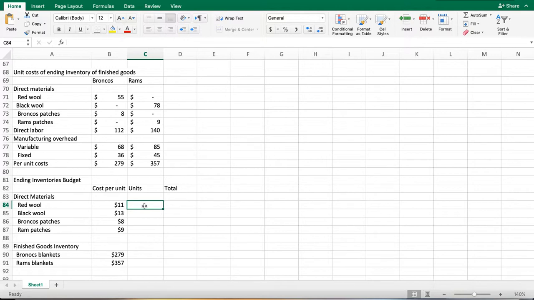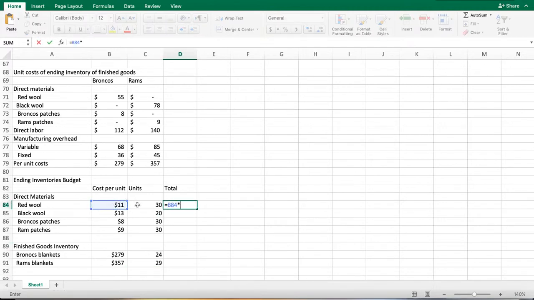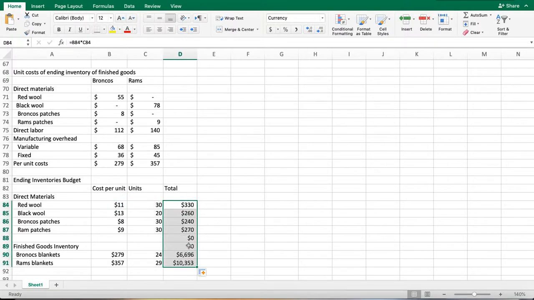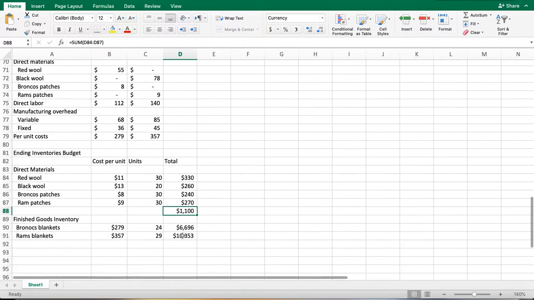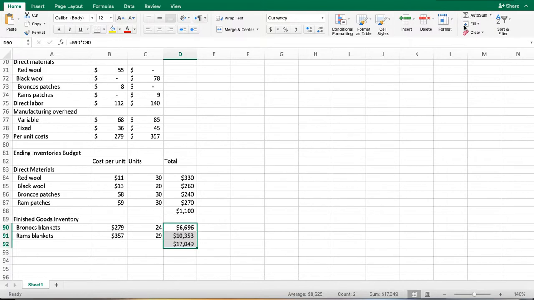Okay, and then we look at our ending inventory, which was given to us. We have 30 yards of red wool, 20 yards of black wool. We have 30 patches of each one. And then on our finished goods, we have 24 and 29. And again, that was given to us in the problem, so we should have all of that. And then just to get our total amount, it's just 30 yards at $11 per yard. So we multiply across to find our total amount of our direct materials inventory. So right here would be $1,100. That's what's going to go on our balance sheet. And then for our finished goods inventory, we've got $17,049.